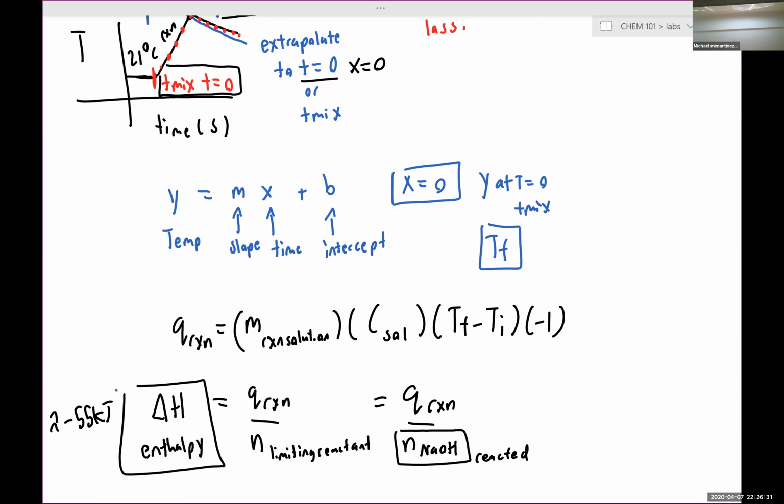Does that make sense so far? Is everyone comfortable with part B? Everyone's pretty silent. If you could just chat to let me know.